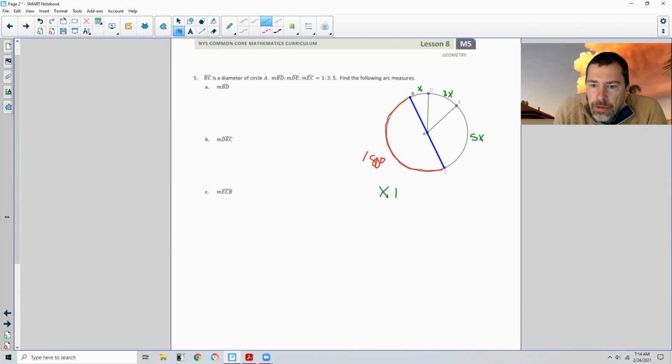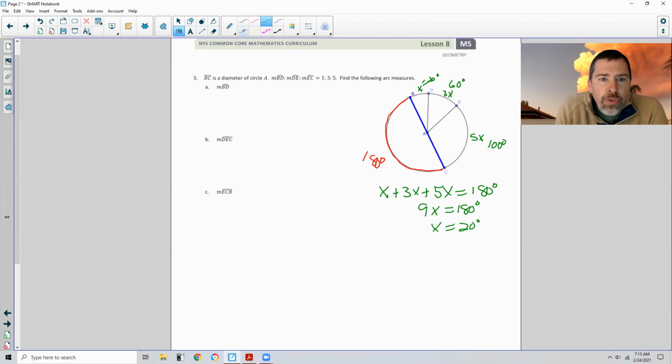So you say x plus 3x plus 5x equals 180 degrees. And combine like terms, and 5 plus 3 plus 1 is 9x equals 180 degrees. Divide by 9 and x equals 20. Okay, so BD is 20 degrees, and DE is 3 times 20, so this is 60 degrees, and EC is 5 times 20, or 100 degrees. 100 plus 60 plus 20 is 180.